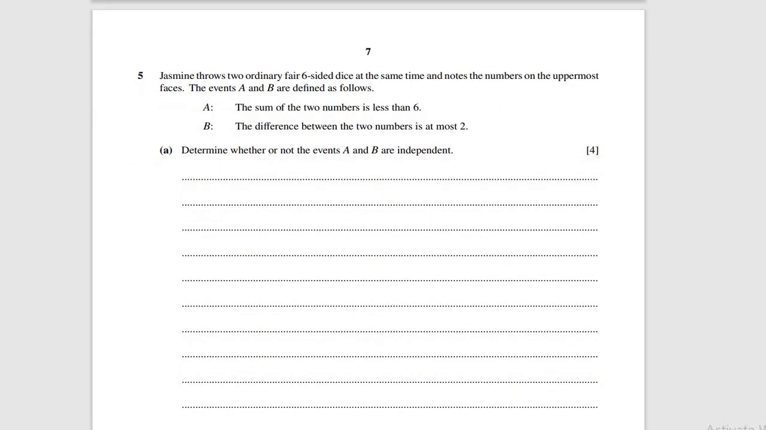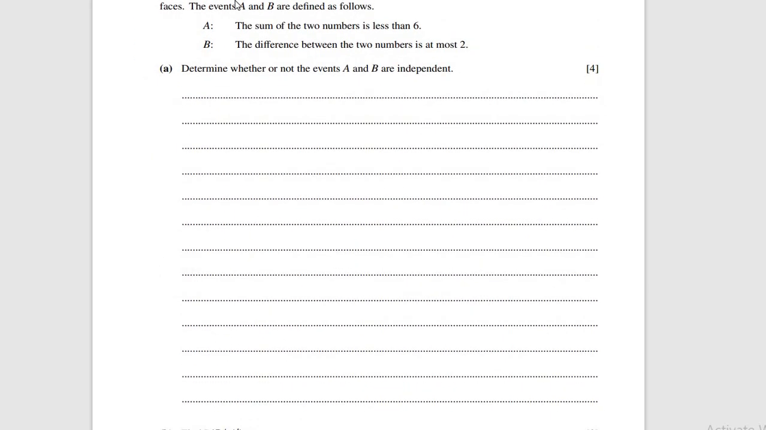Next question, number 5. Jasmine throws two ordinary fair six-sided dice at the same time and notes the numbers on the uppermost faces. Event A is defined as follows. It's two dice. Let me draw a table.